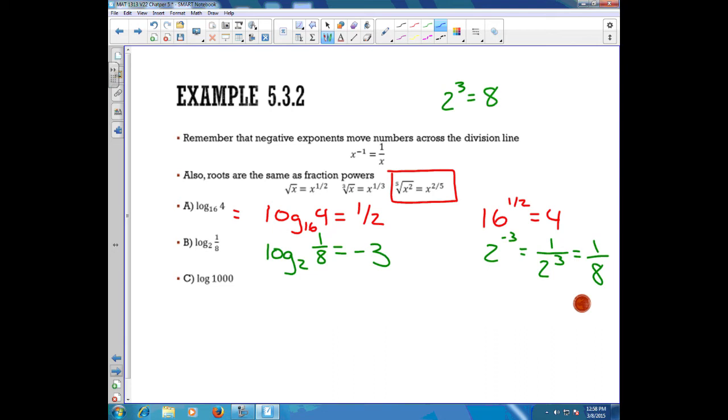And finally, we have log of 1,000. Remember that if there's no base, the base is understood to be 10. And so this is the same thing as log base 10 of 1,000. And it's saying, what power do we raise 10 to get 1,000? And that's going to be the third power. So 10 to the third is equal to 1,000.